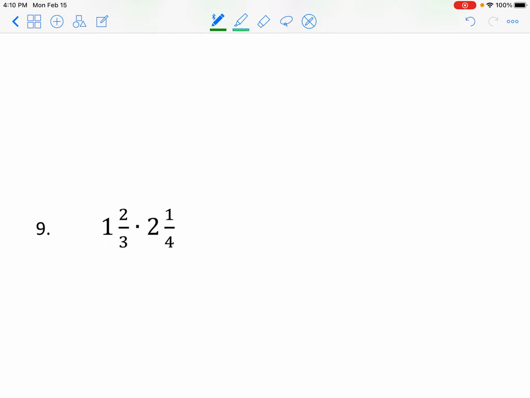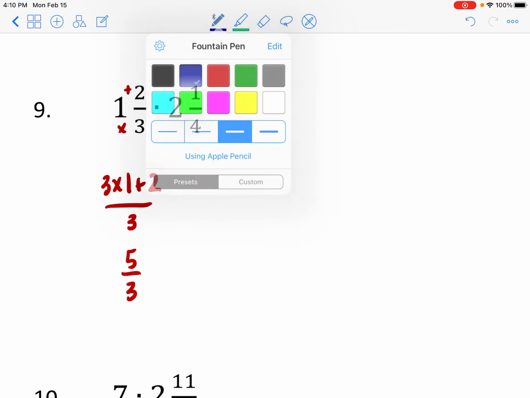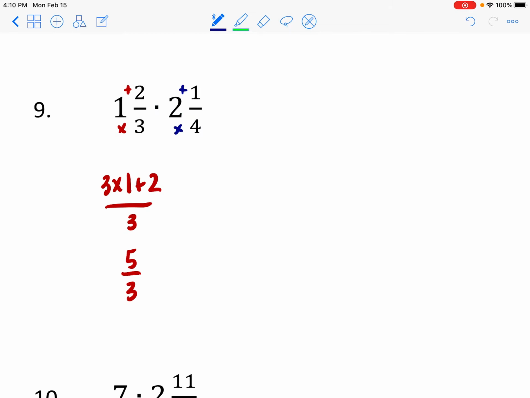Alright, let's try another one here. We've got 2 mixed numbers to convert. So let's see, 3 times 1 plus 2 over 3 is going to be 5/3 here. And then 4 times 2, plus 1, same thing, divided by 4. 4 times 2 is 8 plus 1 is 9, so we're going to get 9/4 there.